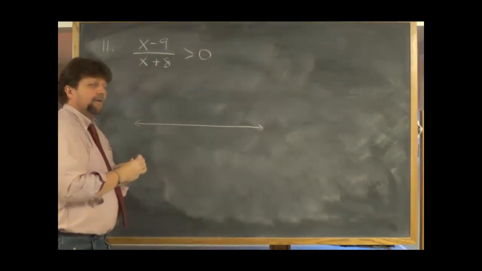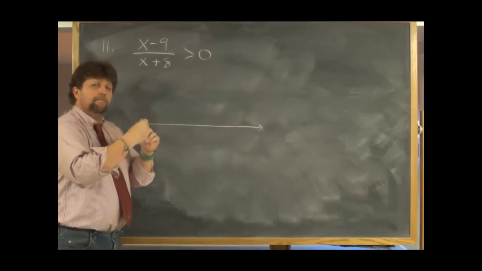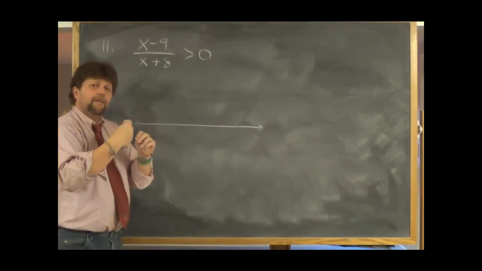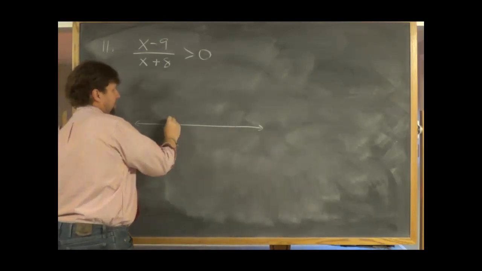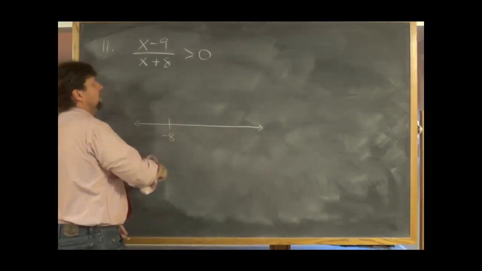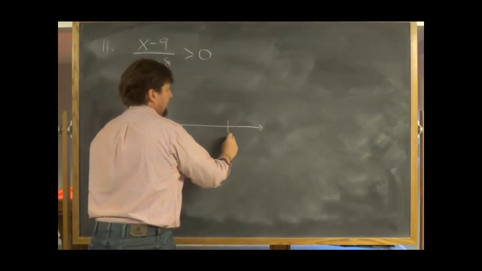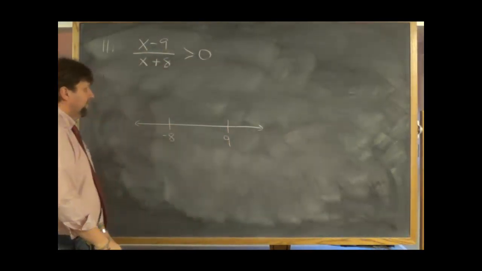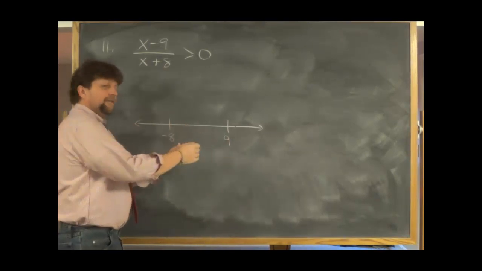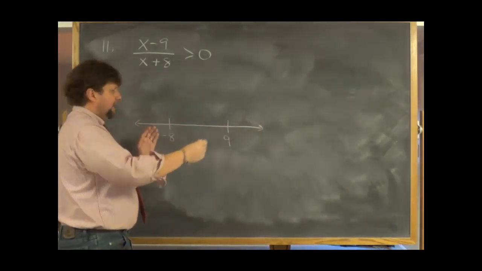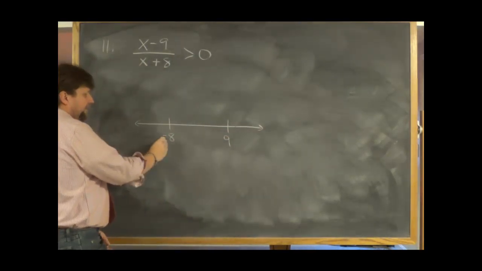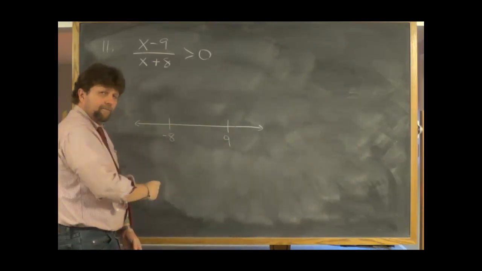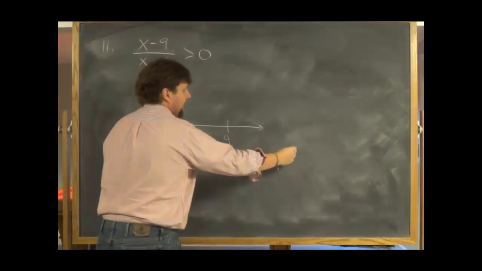And on the number line, I'm going to list the values of x that make the denominator 0 and the values of x that make the numerator 0. So the denominator is 0 at negative 8. The numerator is 0 at 9. Notice that these two values of x have split the real number line into 3 intervals: the interval from negative infinity to negative 8, the interval from negative 8 to 9, and the interval from 9 out to infinity.